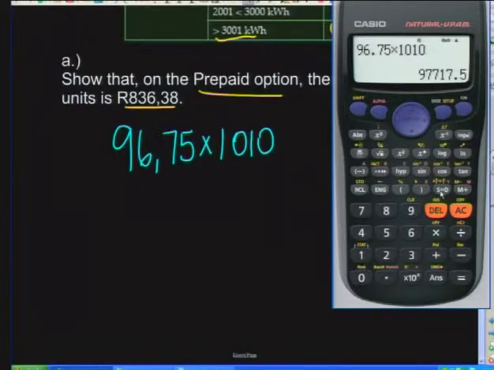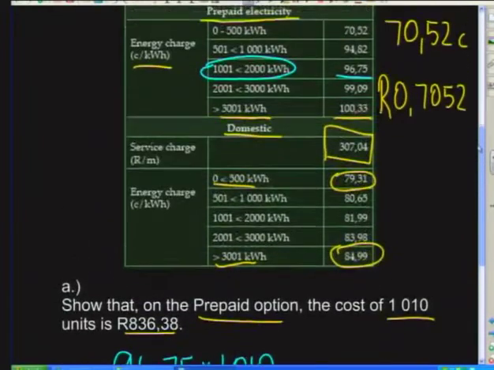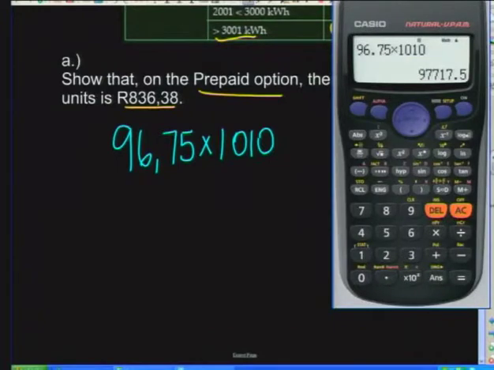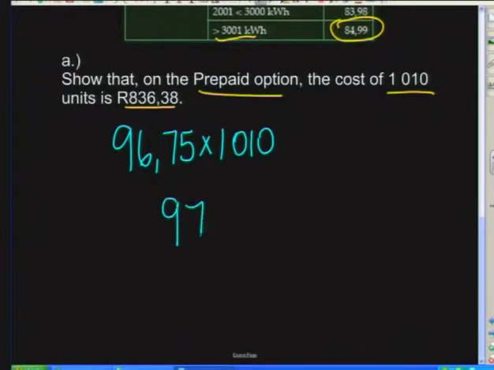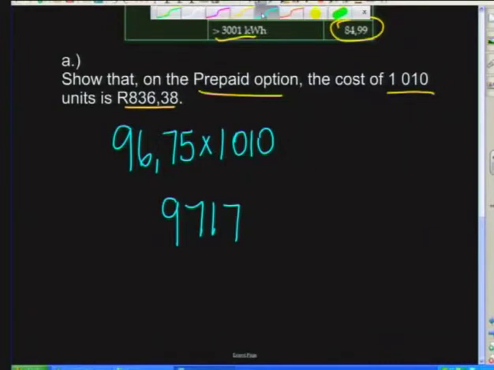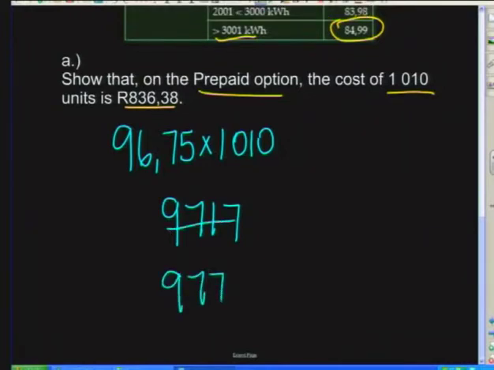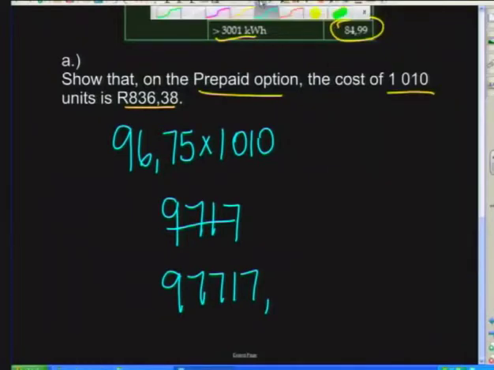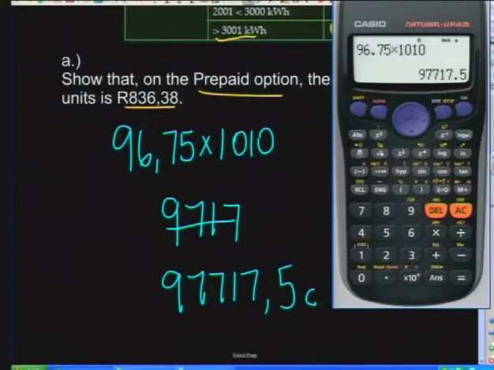I get an answer of 9717. Now I'm going back to check why this is not the same. It was definitely 96.75. I'm struggling today with numbers, so let's cross that out. The answer is 97717.5, and that is in cents. So now I need to convert it to rands. I go back to my calculator and divide that by 100, and this is the point where I round off. It's 977 rand 18.